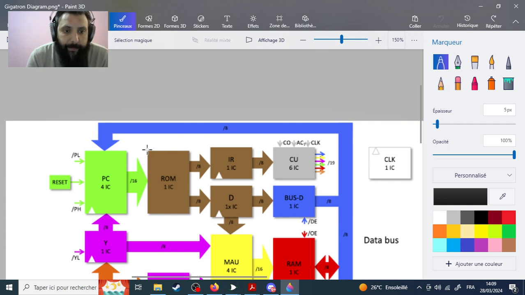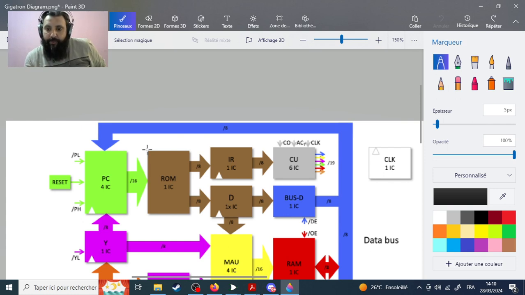How many bits does it have? 16 bits. You have 16 bits. That implies what? We have 2 to the power of 16. Very good. That gives us the capacity.